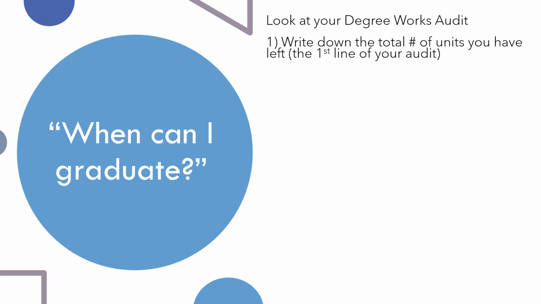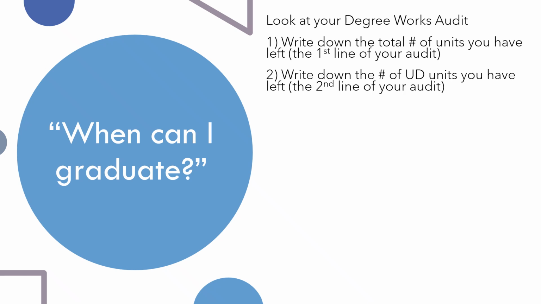You need to look at the first line of your DegreeWorks audit to see the total number of units you have left to reach the 124 you need to graduate. And you also need to look at the second line of your DegreeWorks audit to see the number of units you have left for upper division units to meet the 48 upper division unit requirement.